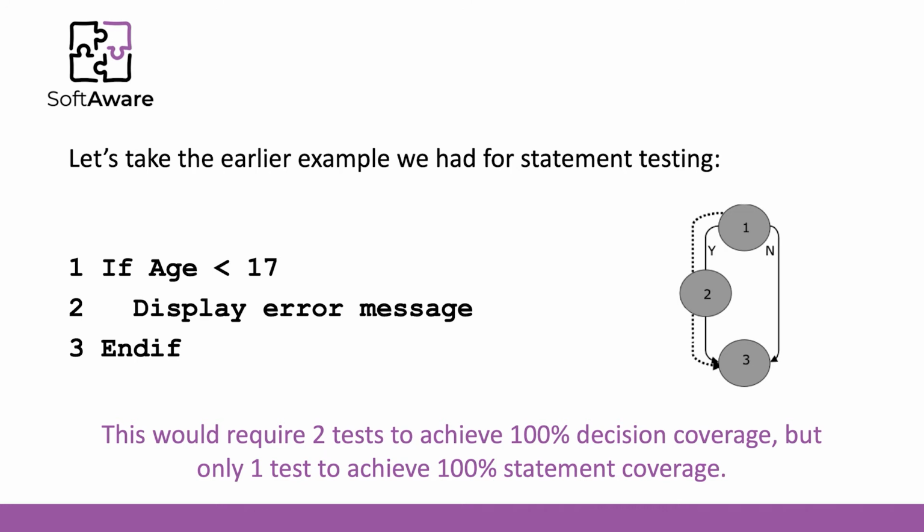And this implies that, for instance, for test case number 1, I can design the same test case that I had previously designed for the statement coverage. So I only have to ensure that age is lower than 17. And for test case number 2, I could put age, for instance, at 30, and I definitely will exercise this branch. So I will not be having an error message displayed.